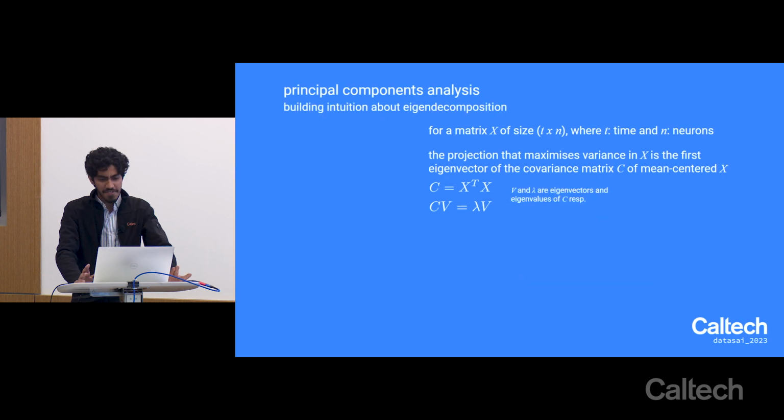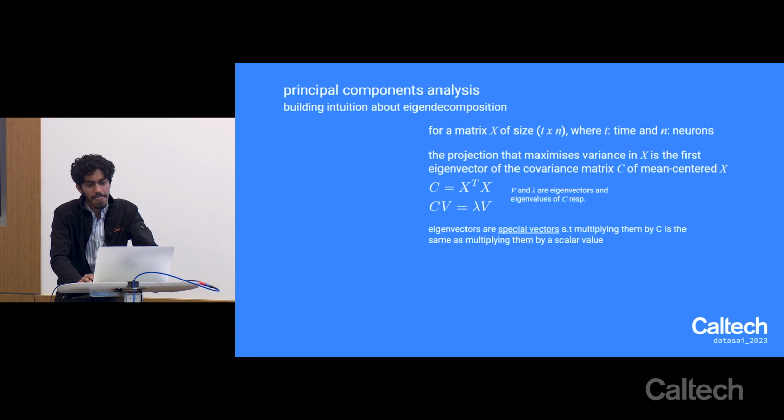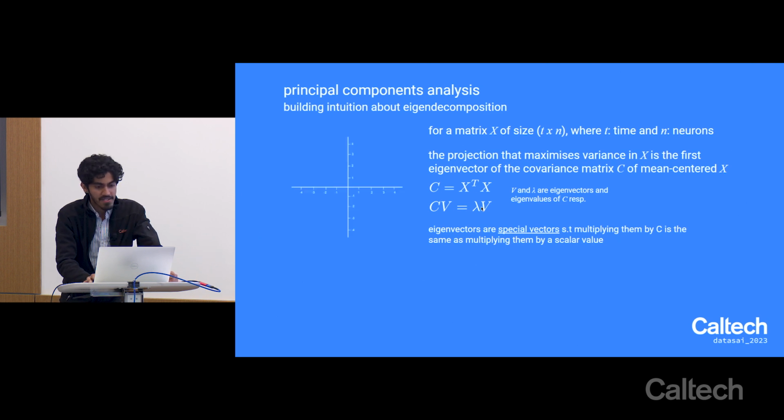OK, let's think about what this equation means a little bit. An intuitive way of thinking about an eigenvector is that if you have a particular relationship like this, CV equals lambda V, there are some very specific values for this matrix V. They're very special values, so that if you multiply them with the covariance matrix, it's the same as multiplying them with a scalar value. Let's see what we mean by that. So let's take a simple coordinate space, and let's take a matrix C. This is an example covariance matrix of some data set. We'll see what the data set looks like in a second.